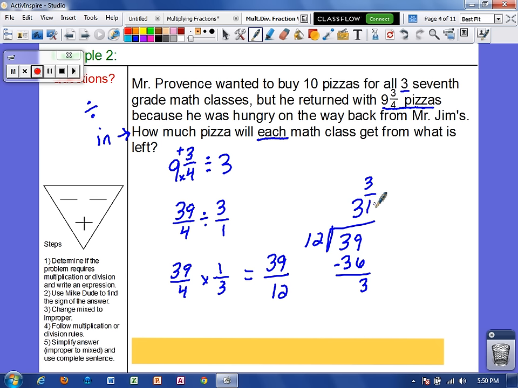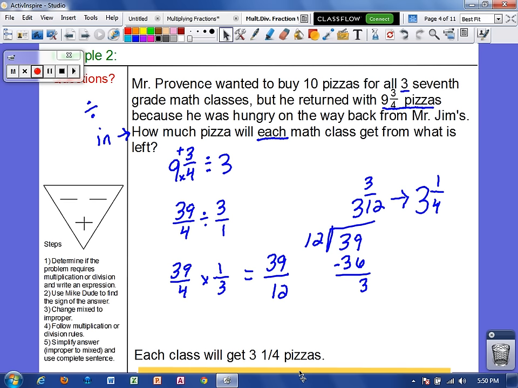So 3 and 3/12. 3/12 can be reduced, so I need to reduce that fraction. My whole number stays the same. And 3 over 12 can be reduced to 1/4, because 3 divided by 3 is 1, and 12 divided by 3 is 4. So, this is a word problem, and we answer in complete sentences. That means each class will get 3 1/4 pizzas. Again, take a moment to pause and write down that answer.